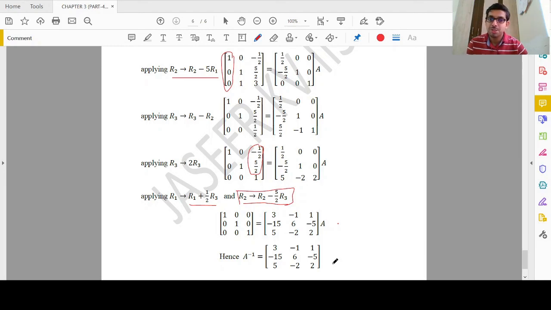Again I am repeating, these are not the unique transformations. There are other transformations which can also be used.